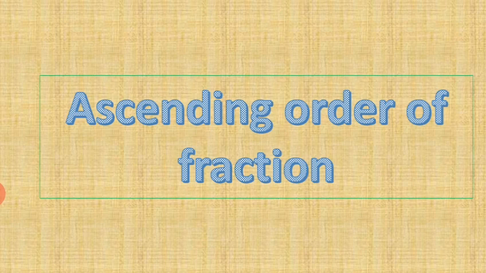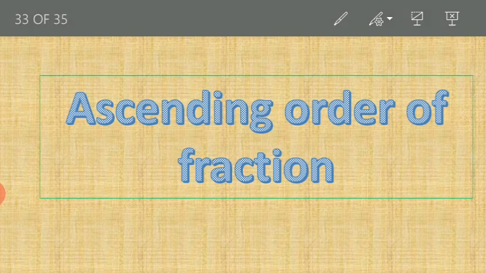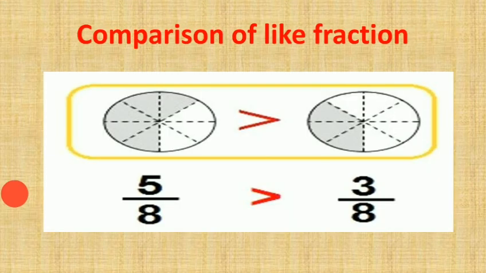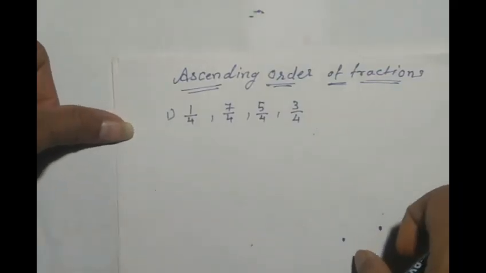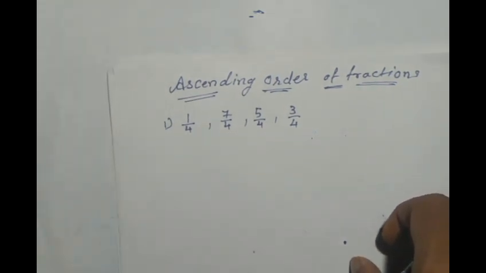Next topic, ascending order of fraction. Ascending order means smaller to bigger, small to big. Let's understand how to do ascending order of fraction by solving an example. Now let's solve the ascending order of fraction.